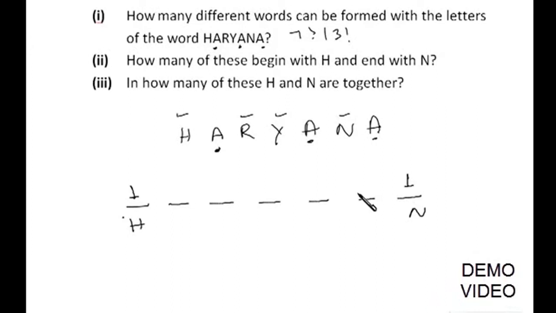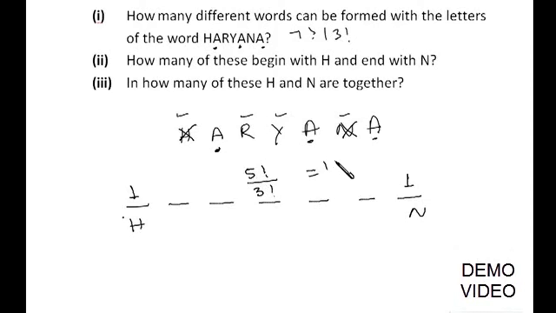Now we have 5 places and we have to fill up 5 letters, right? And the remaining letters are, I just cancel H and cancel N, right? So remaining letters are 1, 2, 3, 4, 5, right? So 5 places, 5 letters, they can be arranged in 5 factorial ways, obviously. And we will divide by the repetition, that is A is being repeated 3 times. So 3 factorial we will divide, right?